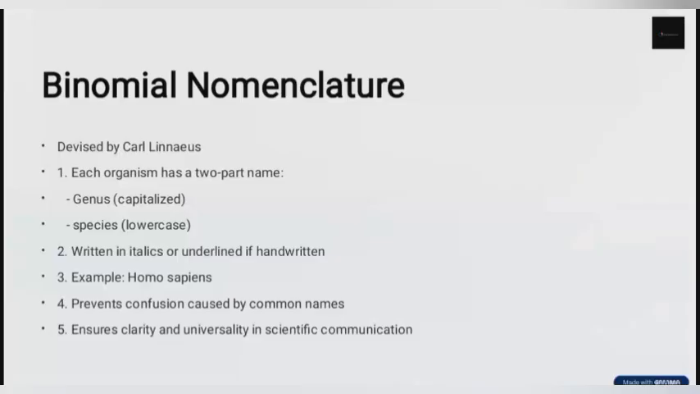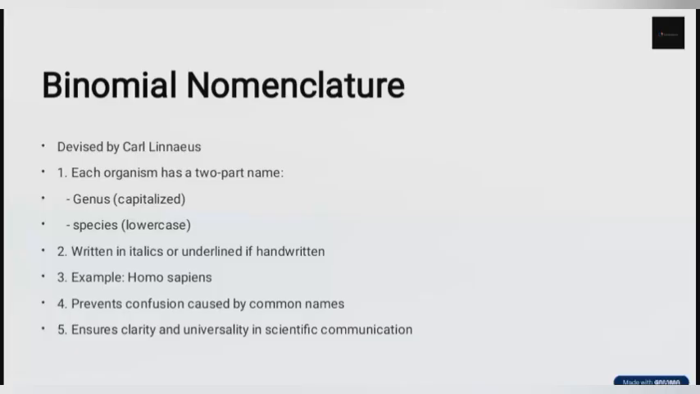So, binomial nomenclature. I told us that binomial nomenclature means a system of giving every organism just two distinct names. You can call it a surname and their first name, just like you yourself, you have your surname and your first name.